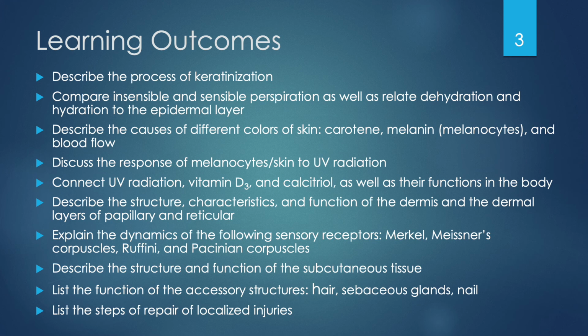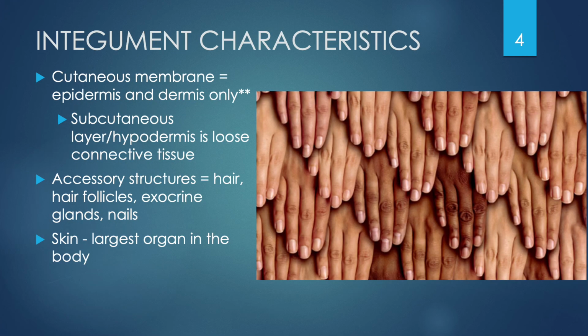You'll be able to describe the structure, characteristics, and function of the dermis and the dermal layers of the papillary and reticular layers. As well, you'll be able to look at explaining the dynamics of the following sensory receptors: Merkel's, Meissner's corpuscles, Ruffini, and Pacinian corpuscles. You'll also be able to describe the structure and function of the subcutaneous tissue, list the function of the accessory structures. This includes the hair, sebaceous glands, and nails. And lastly, you'll be able to list the steps of repair to localized injuries. Let's get into discussing the integumentary system.